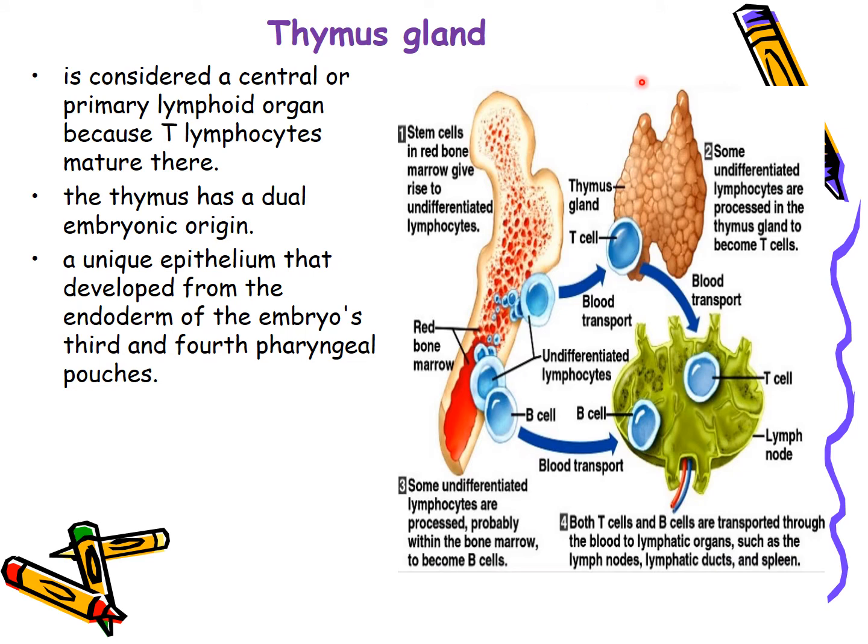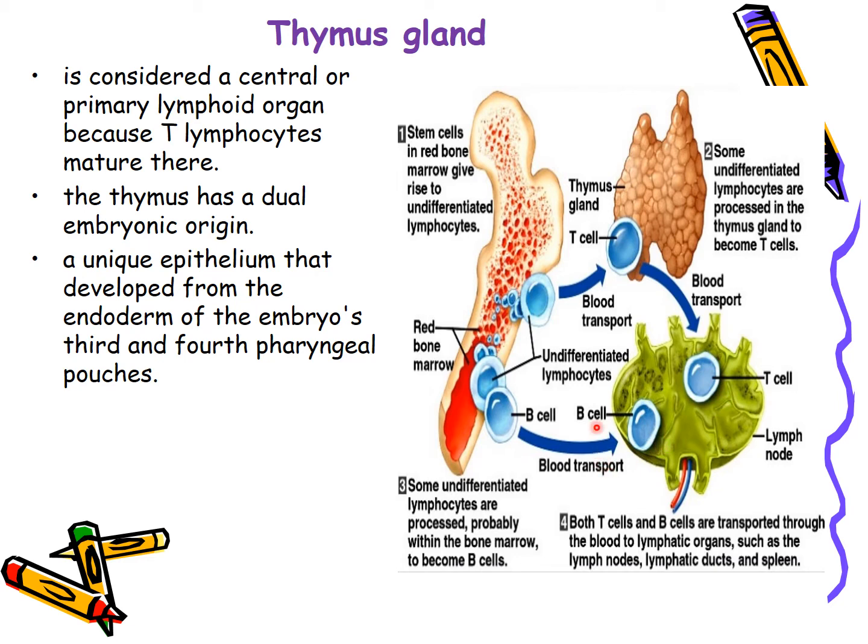The thymus gland is considered a primary or central lymphoid organ as it is involved in the maturation of the undifferentiated lymphocytes, that is, the T lymphocytes. So undifferentiated lymphocytes which are formed in the bone marrow are transported by the blood into the thymus gland, and here they are differentiated into T lymphocytes, and then they are transported to the various lymphoid organs.